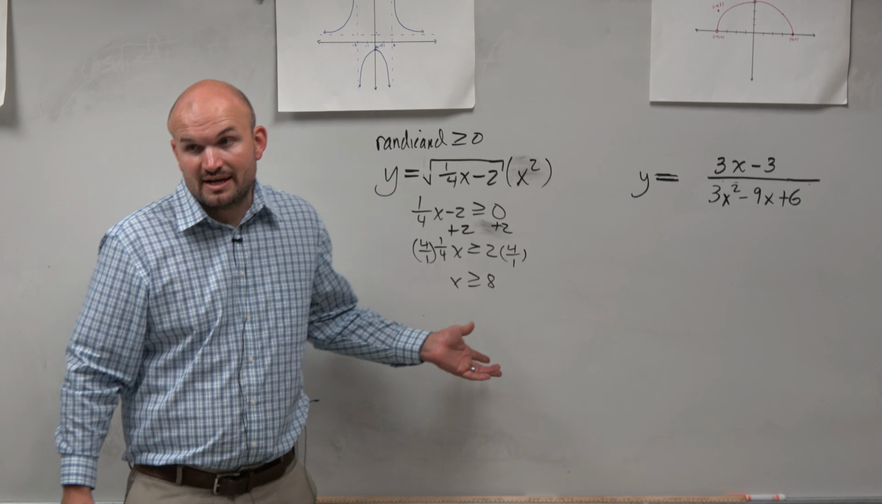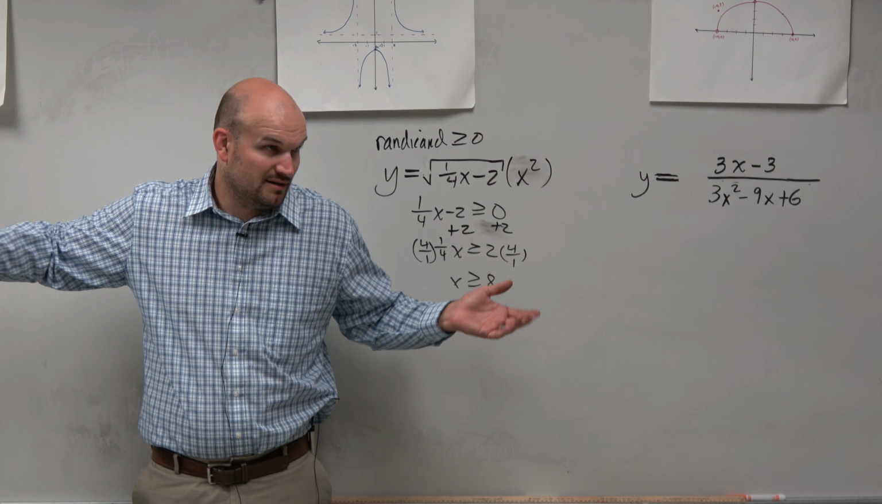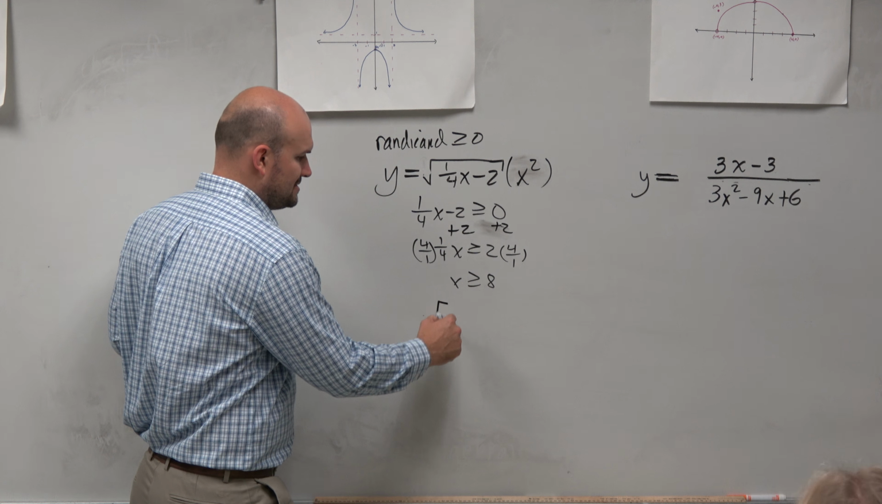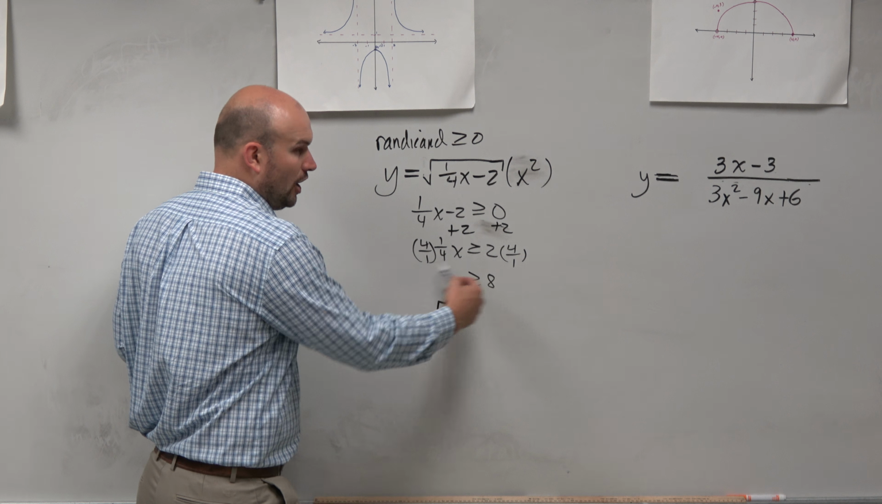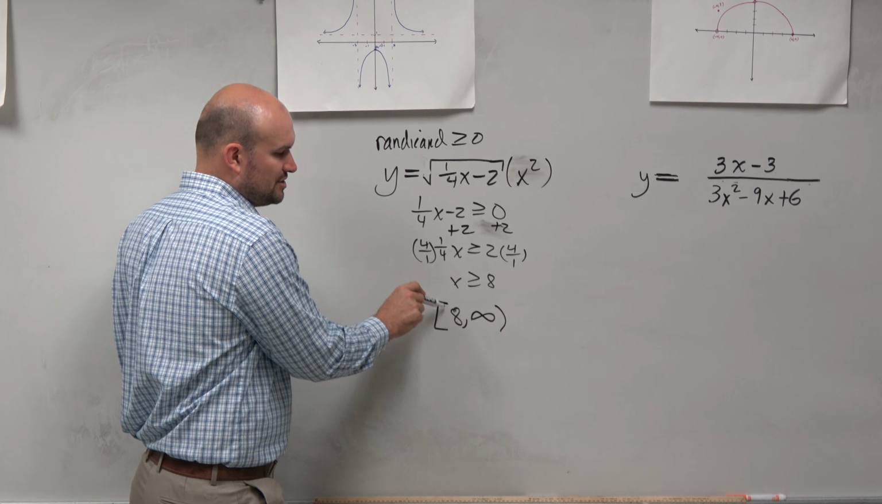Now, could you graph this on a number line? Right, like what we did over here? And then could you find the domain? Yes. Or could we just write the domain from here? Yes. It's 8 and then all numbers that are greater than 8, going to infinity. Remember, since it's equal to, 8 is included.